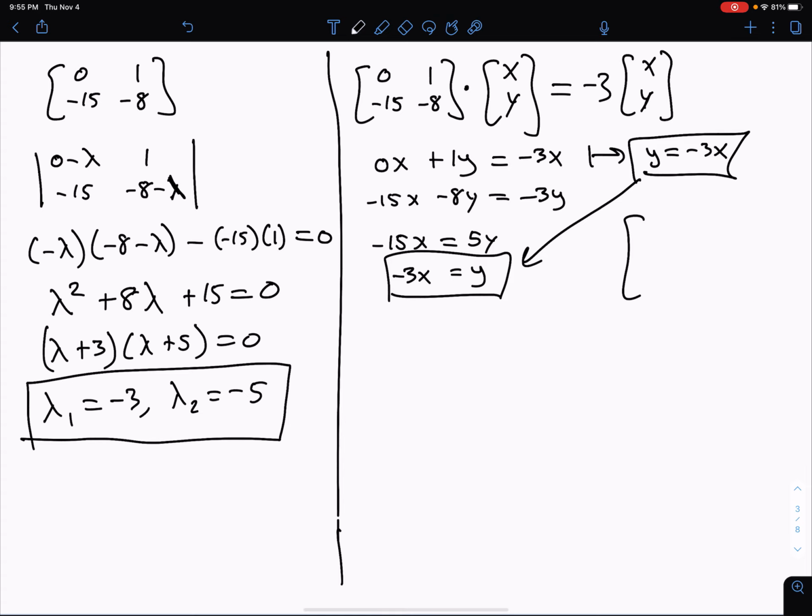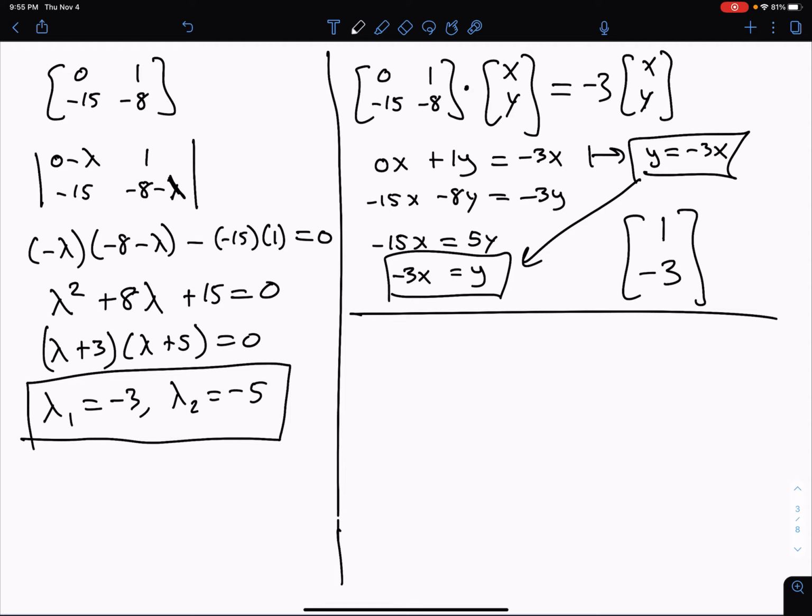They're saying that if you take the vector with x equals 1, then y has to be -3 times 1, which is -3. So that's one eigenvector. Now, you could pick 2, -6, or 10, -30, or 100, -300. Whatever your x is, the y-coordinate is -3 times x. But the easiest thing is for x to be 1, and then y has to be -3. So that's one of the eigenvectors.